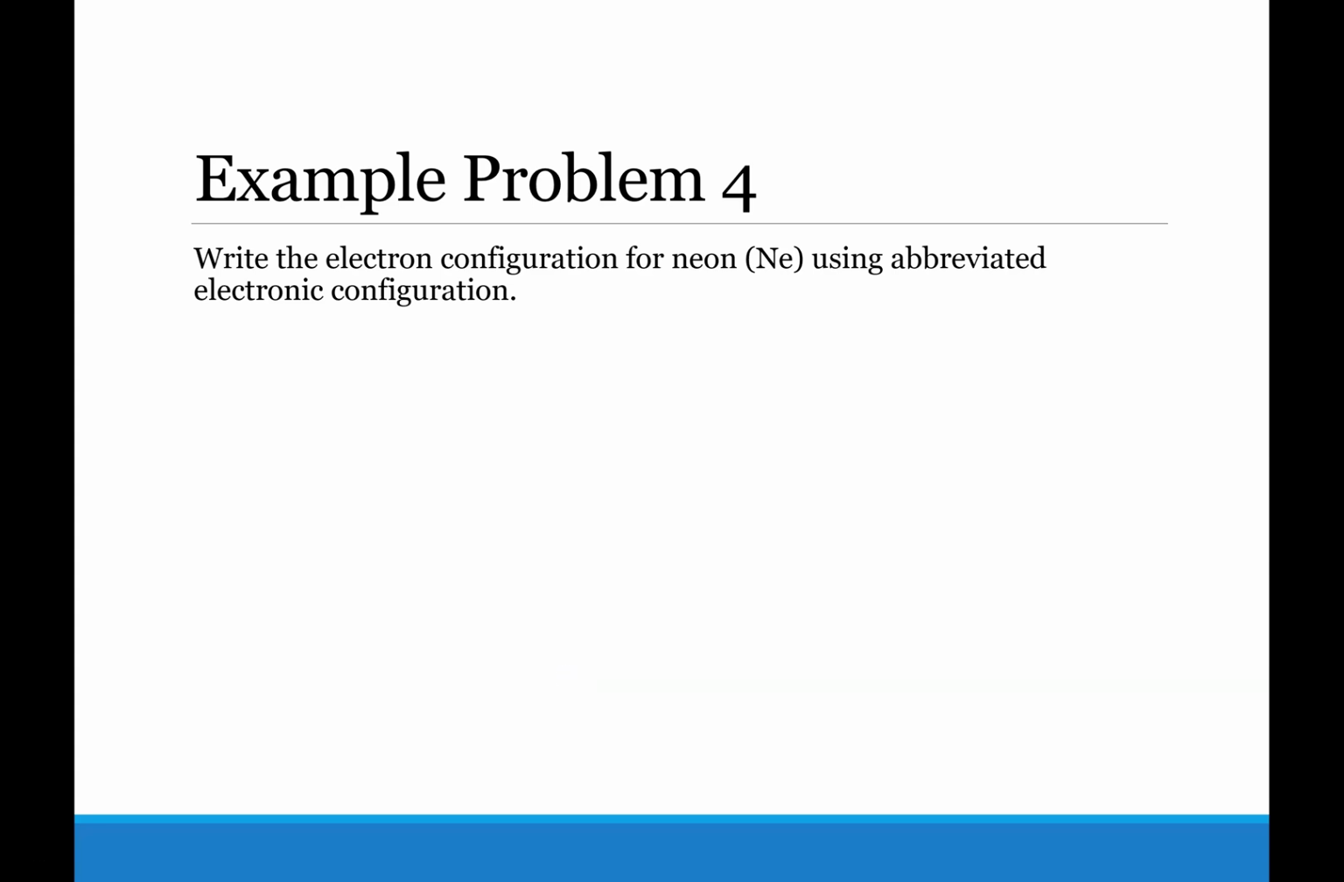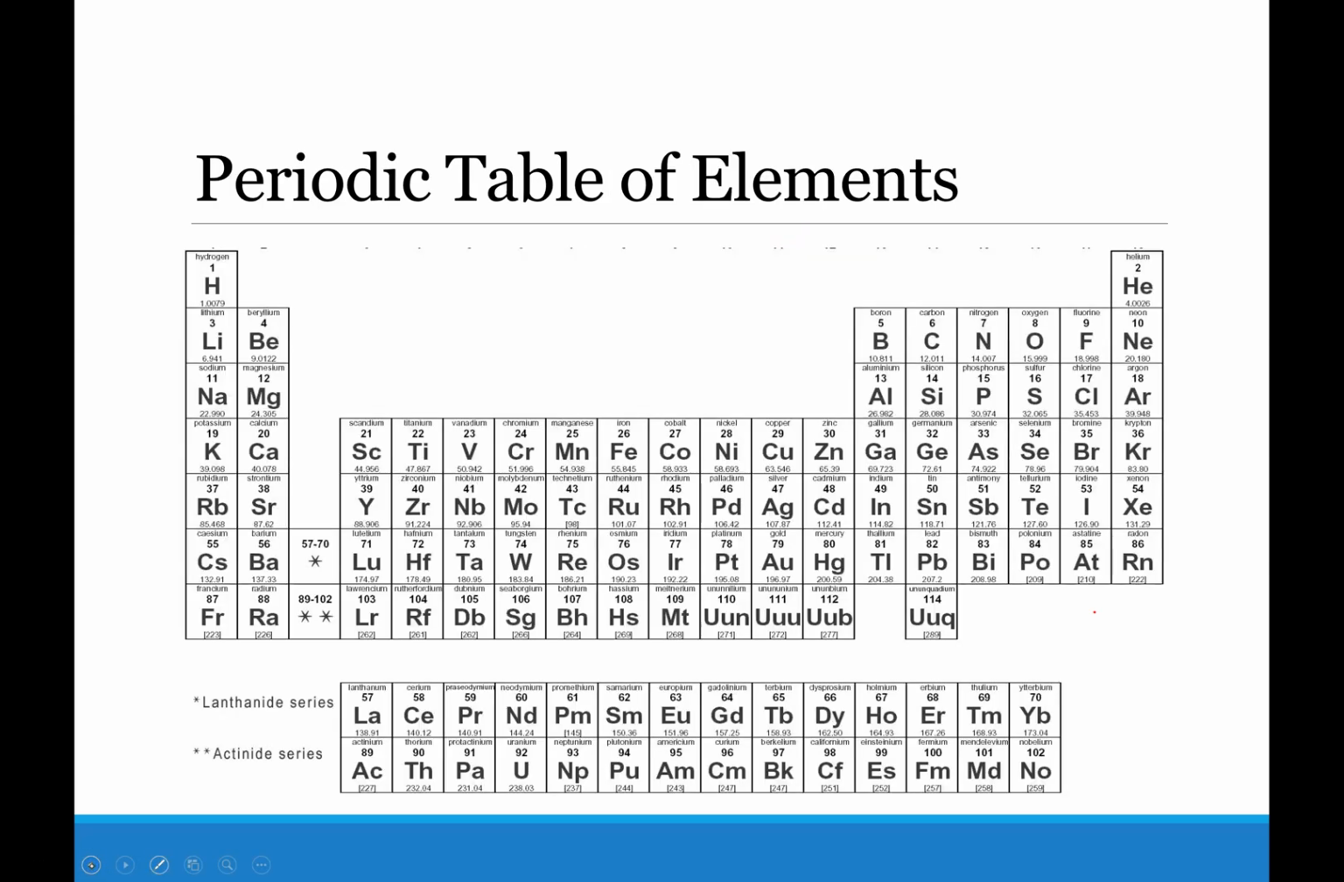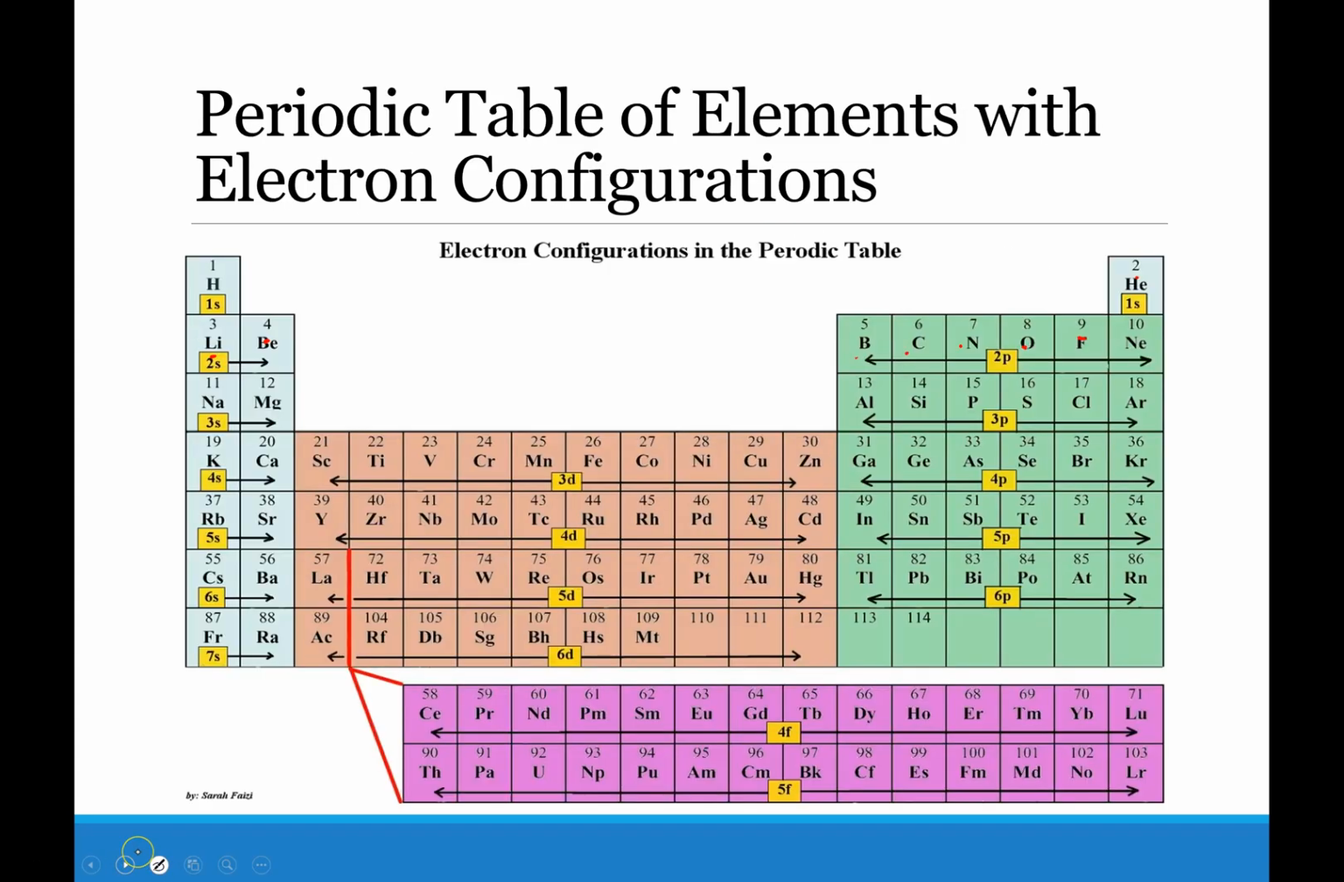Example problem 4 asks us for the abbreviated electron configuration of neon. First thing we do is go to the real periodic table of elements and find neon. It's element number 10. And then we go to our electron configuration chart and we find neon here.